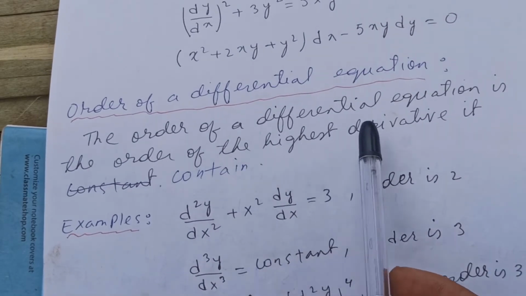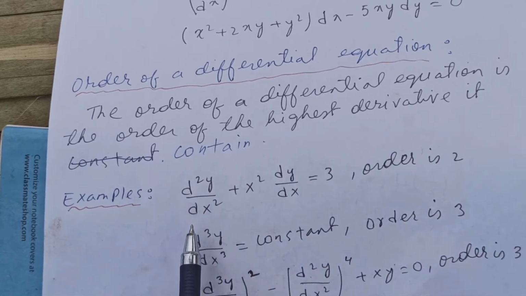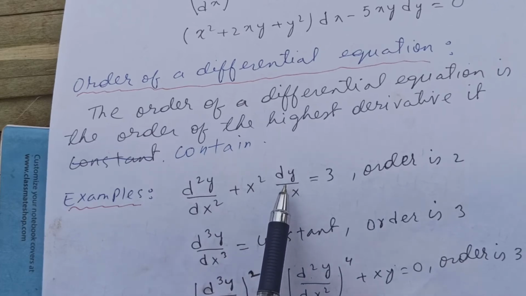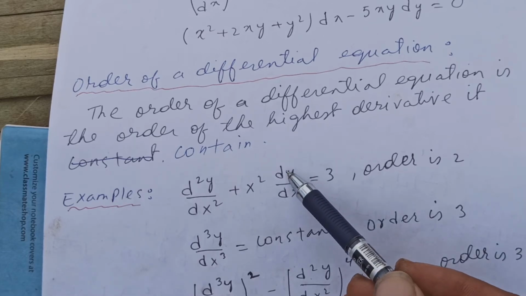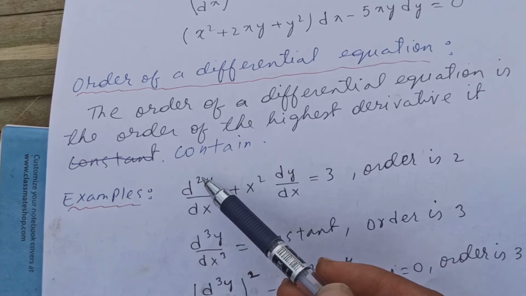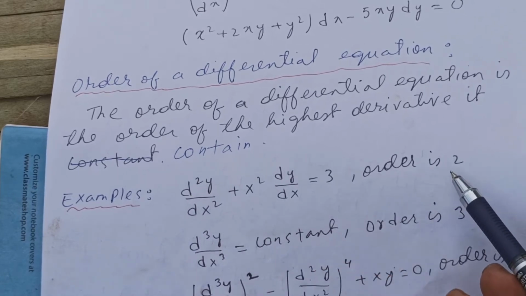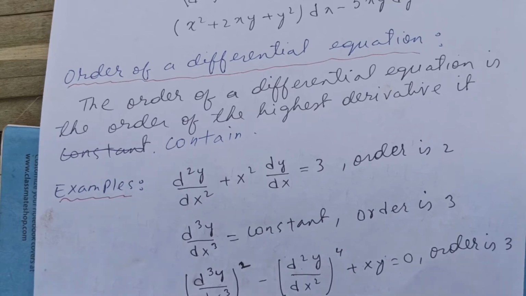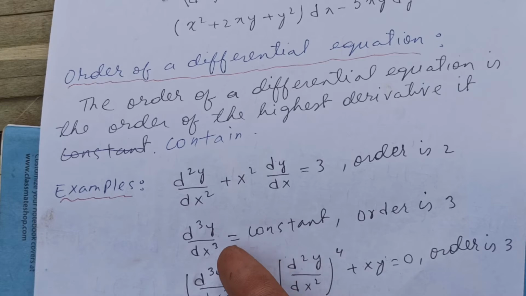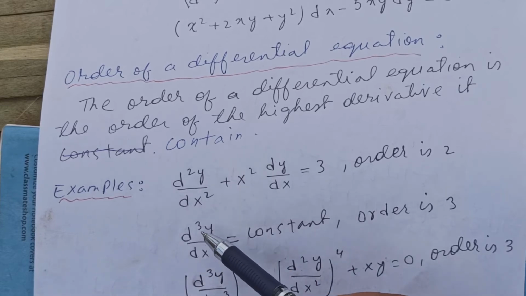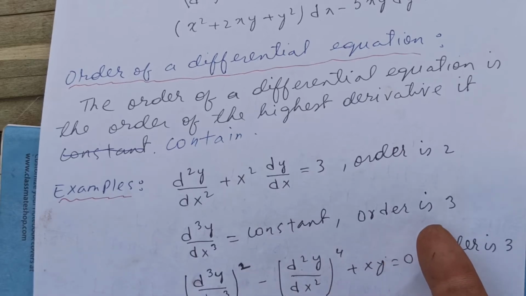Example: let's see the order of a differential equation. It says the highest derivative. Take d^2y/dx^2 + x^2 dy/dx = 3. Here the highest derivative is this one, differentiated 2 times, versus this one, 1 time, so the order is 2. Then d^3y/dx^3 = some constant. Here the highest derivative is 3, because we differentiate 3 times, so the order is 3.